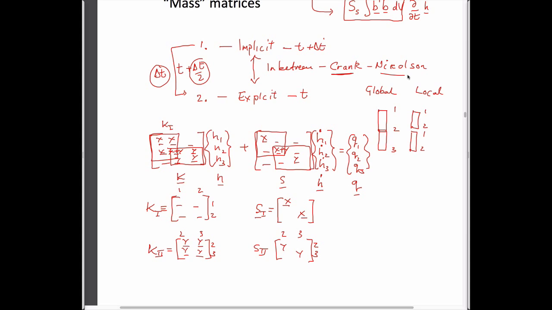And so this is also unconditionally stable. These two are both unconditionally stable. This is only conditionally stable. But it turns out that Crank-Nicholson actually has a higher order accuracy than the way of writing it explicitly. And so sometimes it's a favored way of doing it.